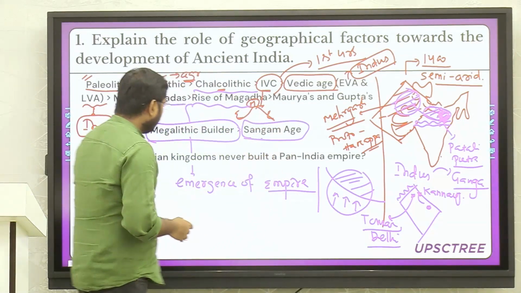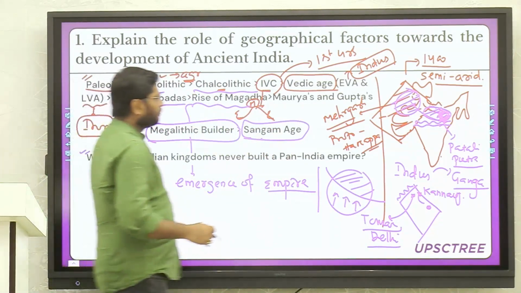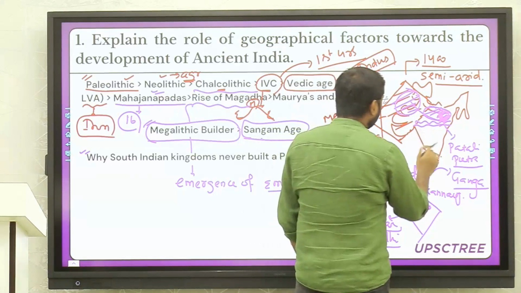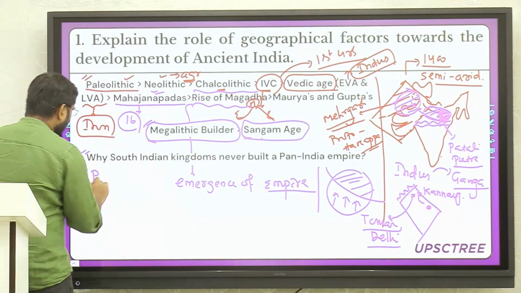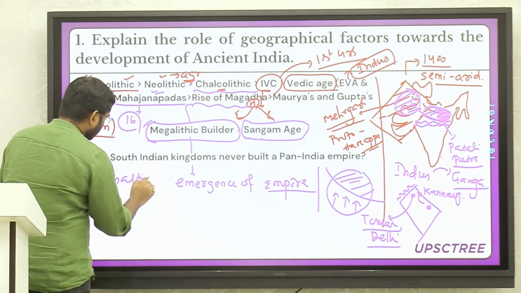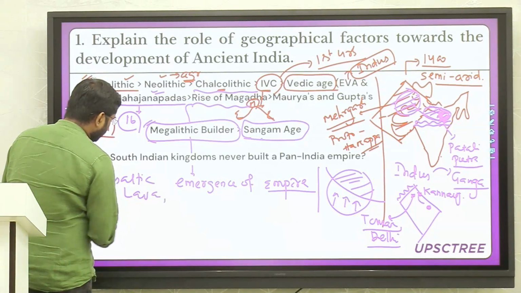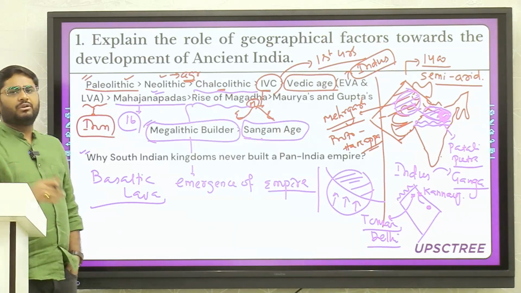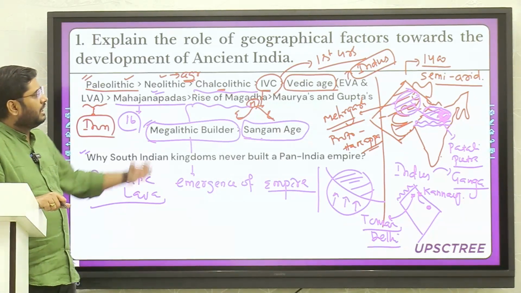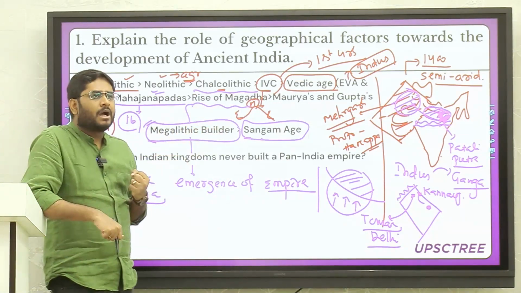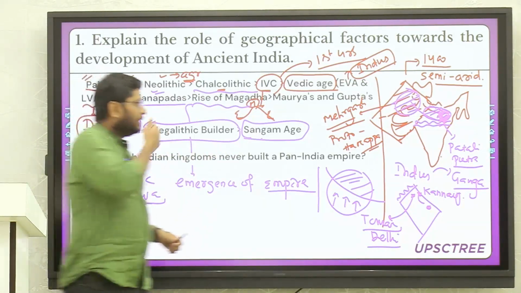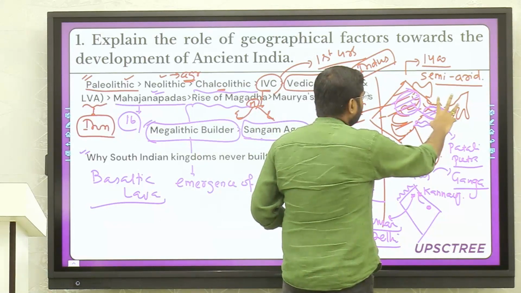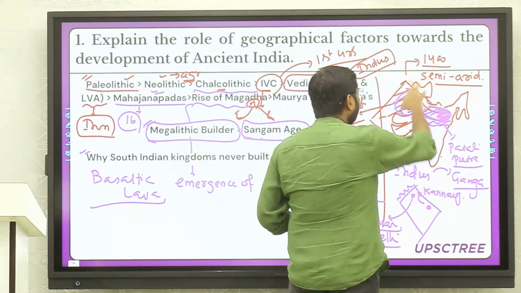But the most important question is, see, southern India is essentially the Deccan Plateau. The Deccan Plateau is a basaltic lava plateau, so it is not very suitable for agriculture. Second, we don't have perennial rivers. All of them are mostly seasonal rivers. Because the Ganga was a perennial river, Magadha could build a pan-India empire.